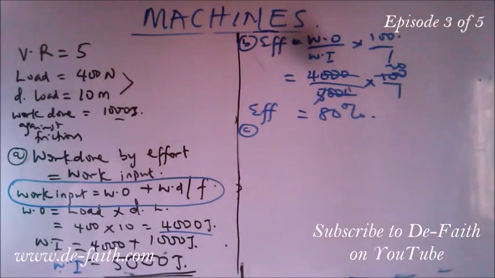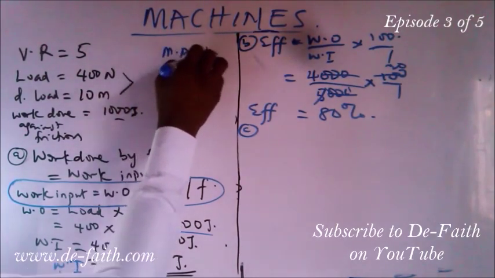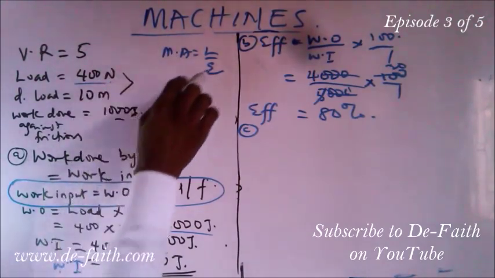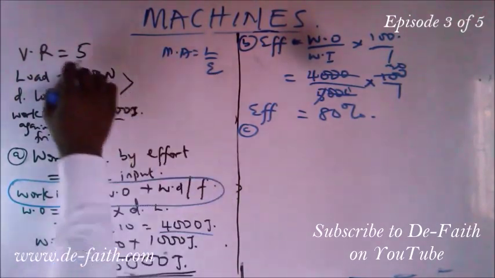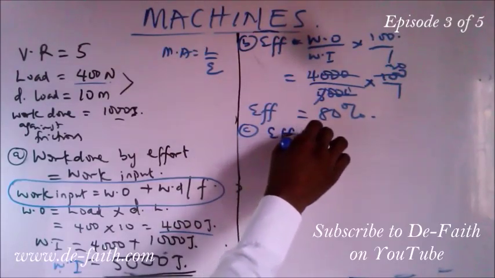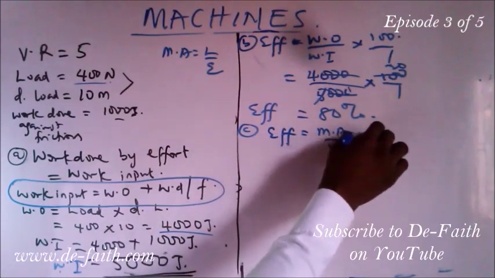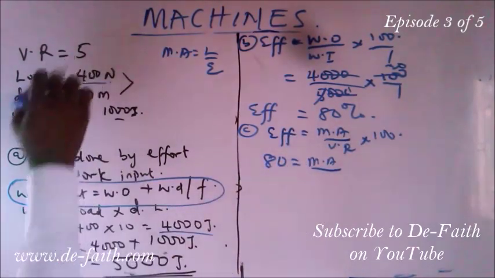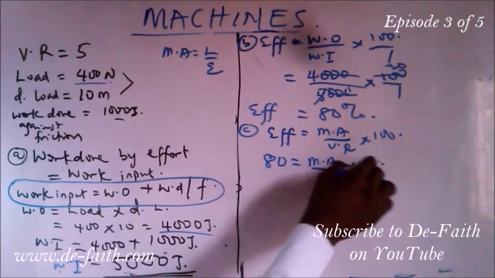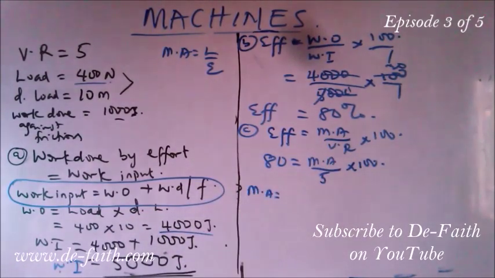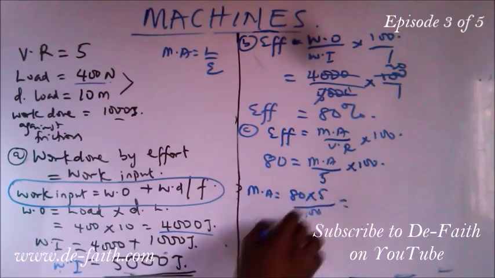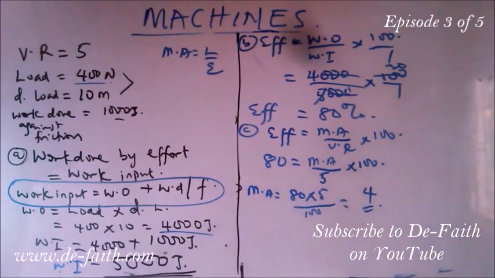Next, we are told to calculate the effort applied. Now, the effort applied can easily be gotten. Mechanical advantage equals load over effort. We know our load, but we do not know the mechanical advantage nor the effort. But this could be gotten by having that the efficiency equals mechanical advantage over the velocity ratio times 100. Efficiency is 80 equals mechanical advantage over the velocity ratio, which is 5, times 100. So when we cross multiply, we will have 80 multiplied by 5 over 100, and that will give us 4 as the mechanical advantage.